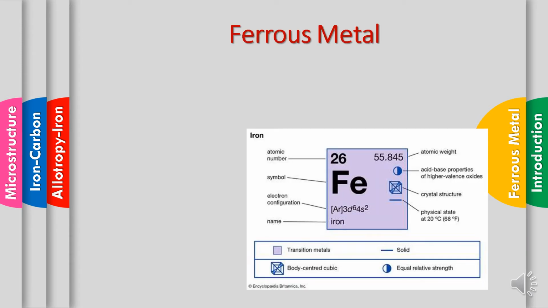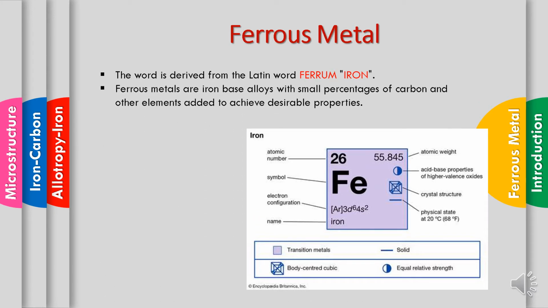We'll go through the ferrous metals. Basically, the word ferrous is derived from the Latin word ferrum, or iron, and ferrous metals are iron-based alloys with a small percentage of carbon and other elements added to achieve desirable properties. When we change the carbon content in the iron base, it will produce different properties in terms of hardness and strength, so that by manipulating the percentage of carbon, we will get a product that suits its application. Normally, ferrous metals are magnetic and non-ferrous metals are non-magnetic.